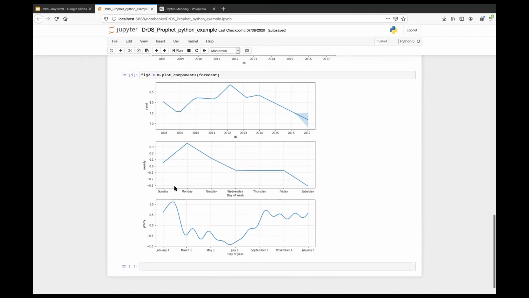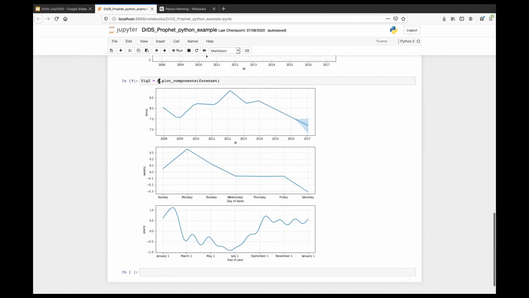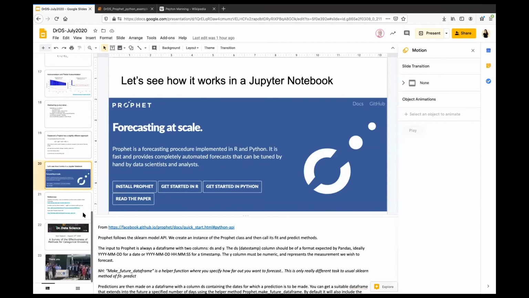So all we've had to do is fit the model, so fit, predict, and then just plot components, and we'll be able to see a lot about the model. Nice, that makes it very straightforward. Yeah. So let me just go back to the slides really quick.